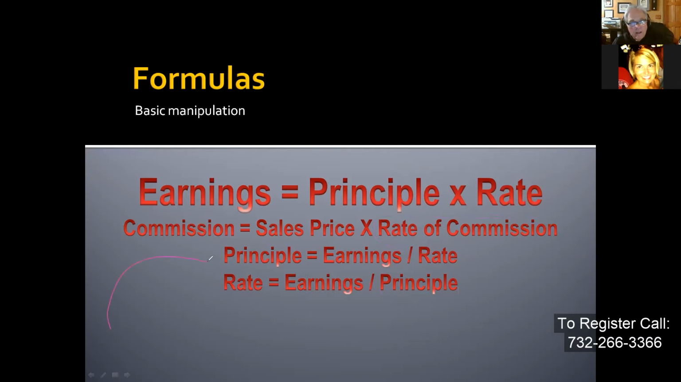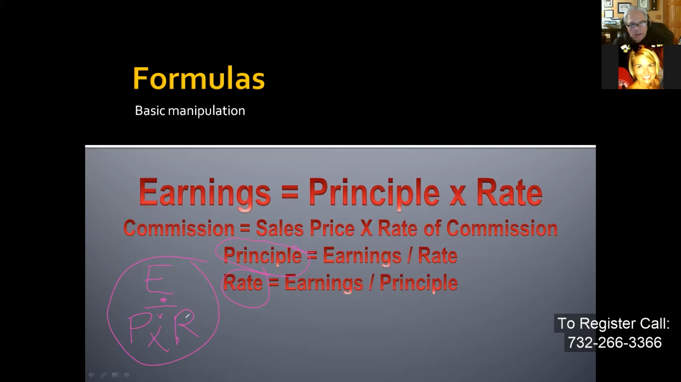One of the ways I like to do it is the little circle with the E up top, and then I put principal or price down here, and then interest rate or commission rate down here for the rate of return. And then we put a divide sign in the middle, and we put a multiplication sign down here. Whichever thing you wanted to find, say you wanted to find principal, you would put your finger over principal, and it tells you to do earnings divided by rate. Say you wanted to find rate, you would put your finger over rate, and then you would say rate is equal to earnings divided by principal.